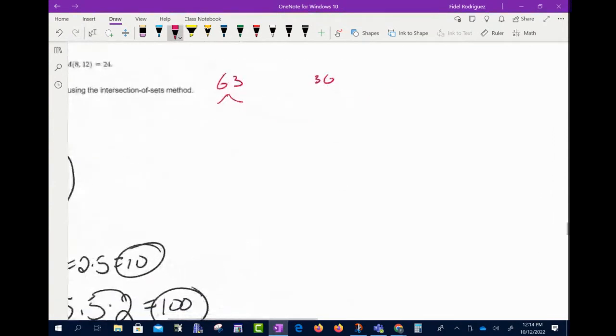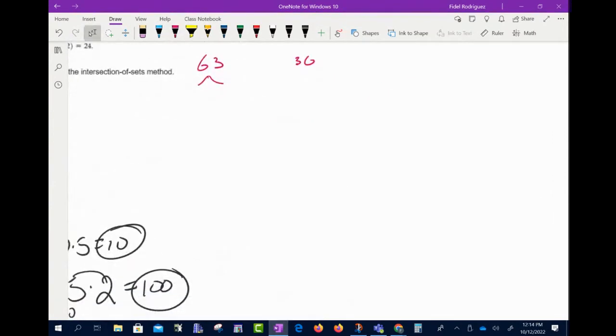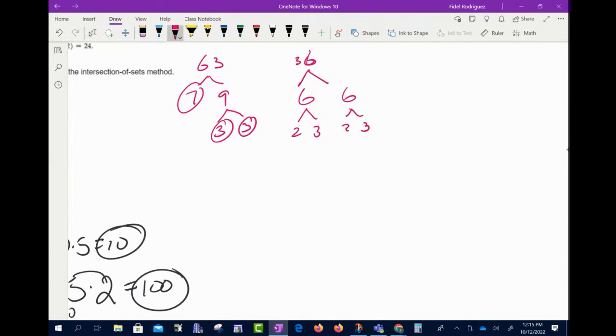Okay, so again, y'all, I want to break down these 2 numbers. Does anybody know any 2 numbers that multiply to 63? 7 times 9, excellent, good. Now we can't break down 7, but we can break down 9 into 3 and 3, right? Okay. What about 36? Anybody know any numbers that multiply to 36? What do y'all think? Maybe 6 and 6? And then we can break down each of those 6s, y'all, into 2s and 3s, okay?